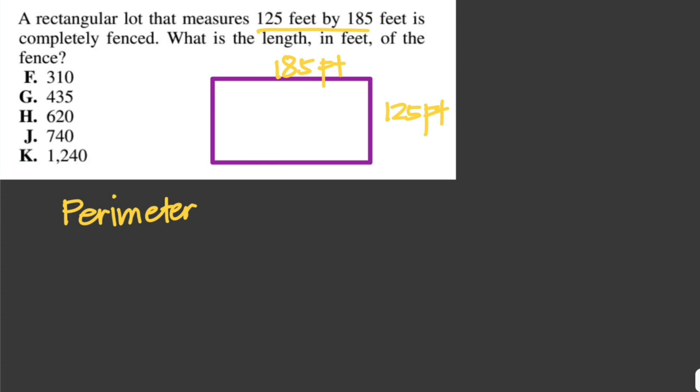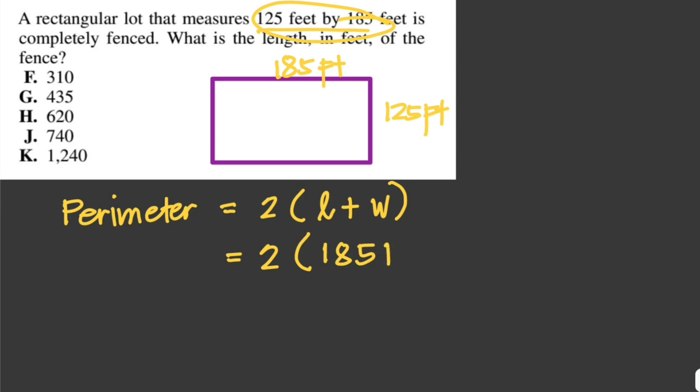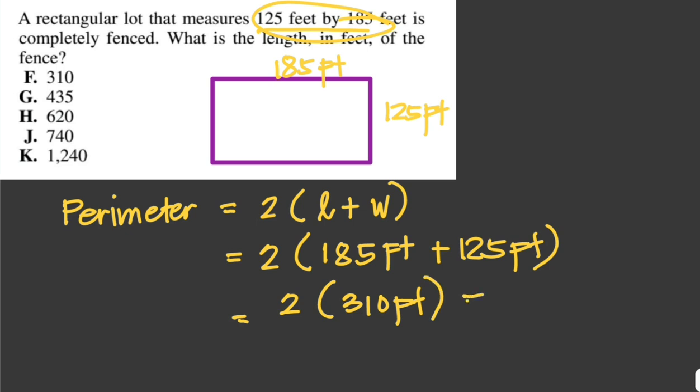And now to solve for the perimeter of a rectangle, this is just 2 times the sum of the length and the width. Let's say the length is L and width is W. So perimeter is just 2 times L plus W. And now we plug in the given values here. So this is 2 times the length, which is 185 feet, plus the width, which is 125 feet. This is 2 times 310 feet. Then, therefore, the perimeter is equal to 620 feet. So the answer here is letter H.